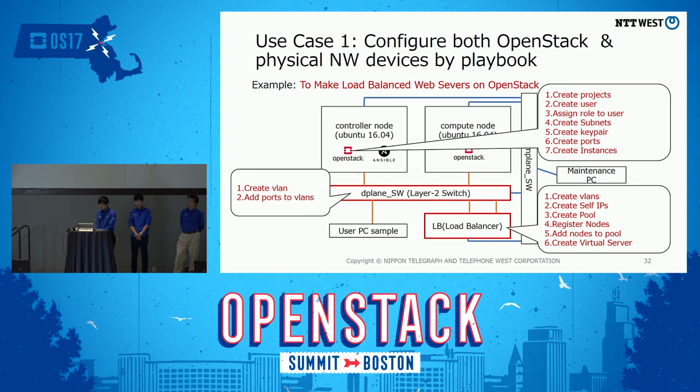This figure shows a sample case. For example, to make load-balanced web servers on OpenStack, we have to do many configurations. In the switch, we have to create VLANs and add ports to VLANs. In the load balancer, we have to create VLANs, create self-IPs, and so on. And of course, we have to do many things in OpenStack. We have to create projects, create users, assign roles, and so on. And we automate all those configurations by Ansible.